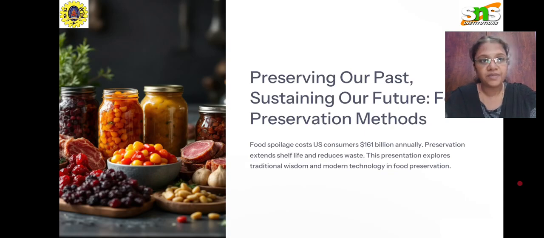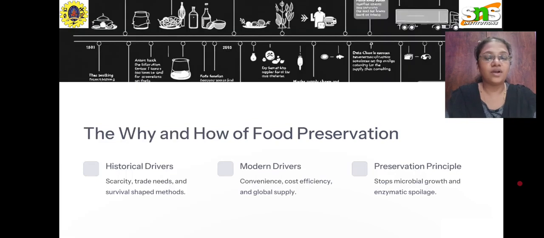So mainly why do we have to preserve food? Preserving is done for sustainability purposes, for our future. There are many preservation techniques being used to extend the shelf life as well as to reduce the cost of the food. So let's have a journey through that.